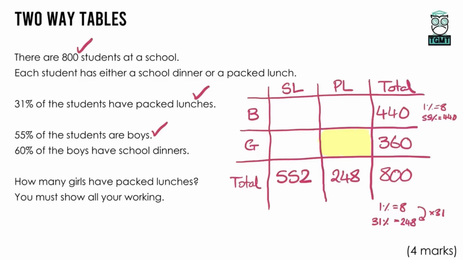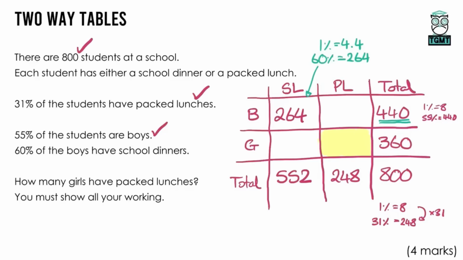60% of the boys have school dinners. So I labelled it as school lunches, but there we go, school dinners. So for the boys, 60% of the boys. You've got to be careful here because it's no longer out of 800, there are 440 boys. So for this box here, we're going to have to be extra careful. There are 440 boys, so 1%, dividing that by 100, would be 4.4, and 60% of them have the school dinner. So 4.4 times 60 gives us 264. So there we go, 264 go into this box.